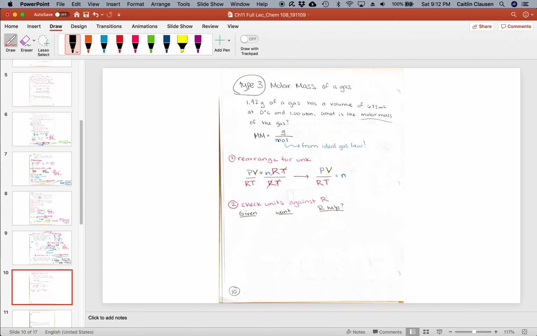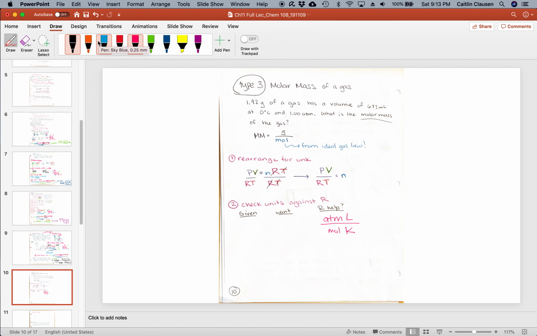Well, we know molar mass, grams per mole. So this is going to come from the ideal gas law now. We're not going to use the periodic table. Same 3 steps. You're going to rearrange your unknown. We're trying to find the moles, so I have to divide by RT on both sides. That gives us n, which is moles, equals all of this. So now we're going to check our units against R, atmosphere liters per mole Kelvin.